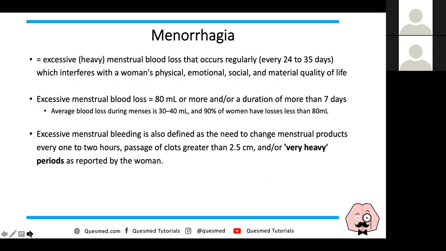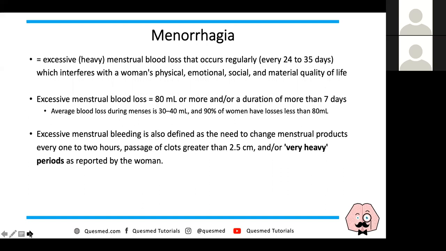And menorrhagia is any excessive or heavy menstrual blood loss which interferes with the quality of life. So actually, there's no specific volume that is determined here. For obvious reasons, it's quite hard to measure menstrual blood loss. The NICE guidelines suggest that excessive blood loss is 80 mils or more, or bleeding for a duration of more than 7 days. For context, the normal blood loss during a menstrual period is about 30 to 40 mils, and about 90% of people have lost less than 80 mils.